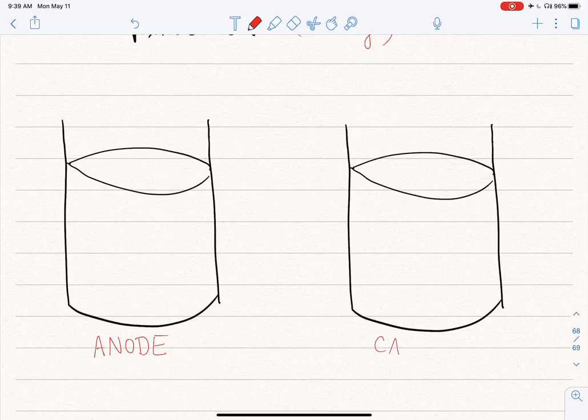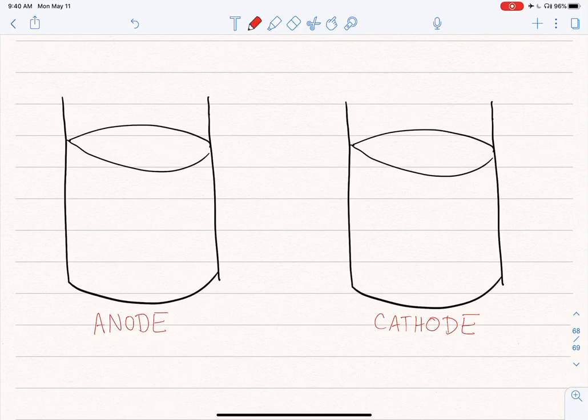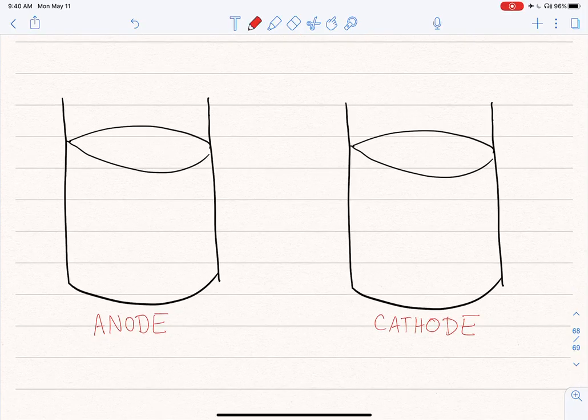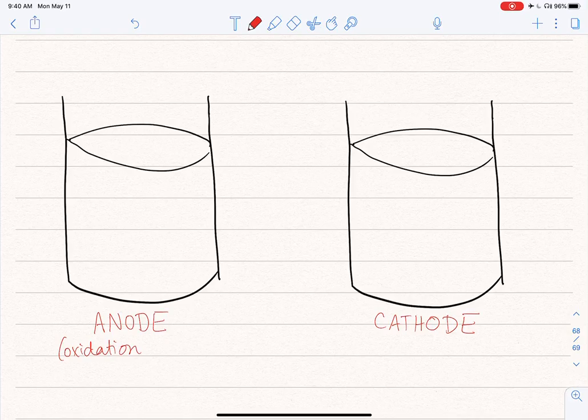The reduction half reaction is going to occur at the other electrode, which I'm going to call the cathode. What this means is the anode is the location where oxidation occurs. So that's something you should know, that oxidation occurs at the anode. Reduction occurs at the cathode.